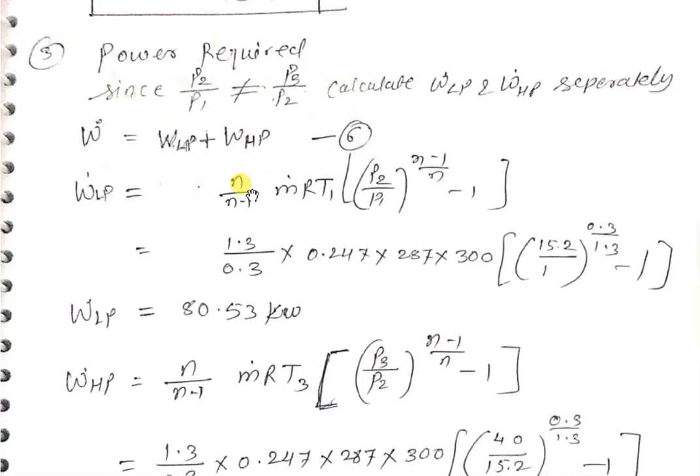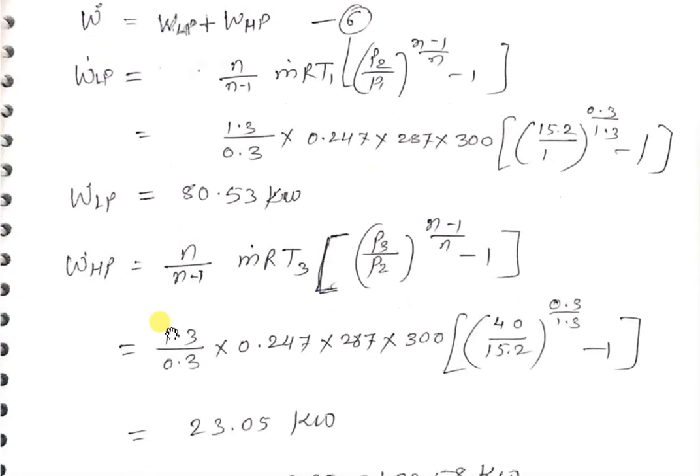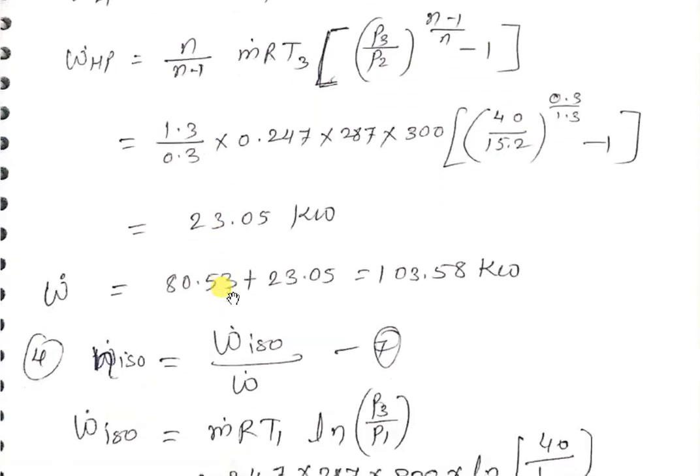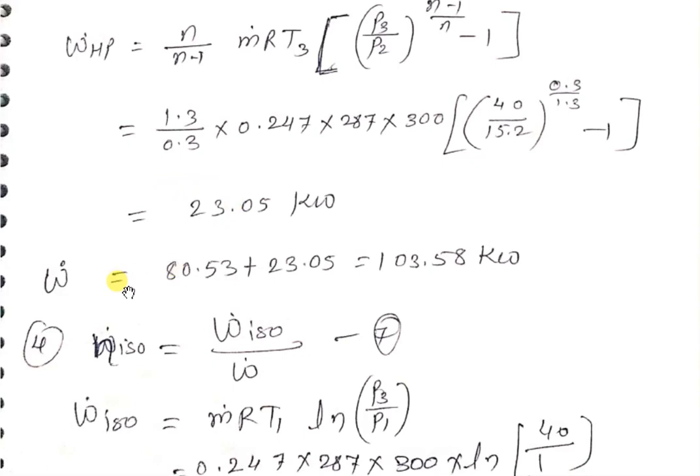Formula for W LP is n upon (n minus 1) m dot R T1 [(P2 by P1) raised to power (n minus 1) upon n, minus 1]. We calculated W LP. Formula for W dot HP is n upon (n minus 1) m dot R T3 [(P3 by P2) raised to power (n minus 1) upon n, minus 1]. We calculated W dot HP. Now add W LP plus W HP to find total power required.